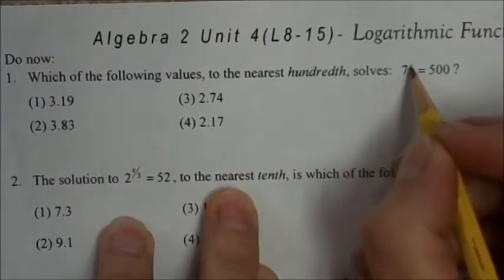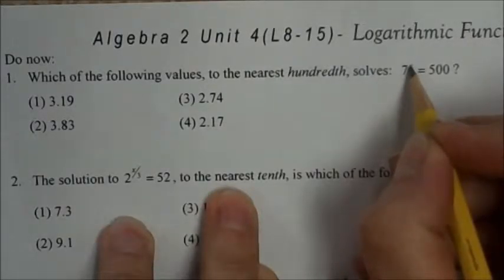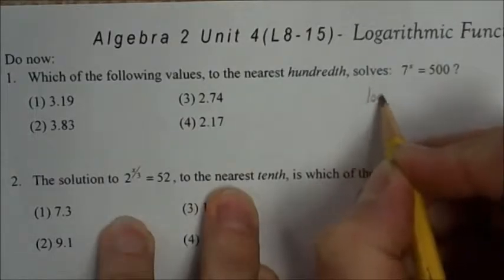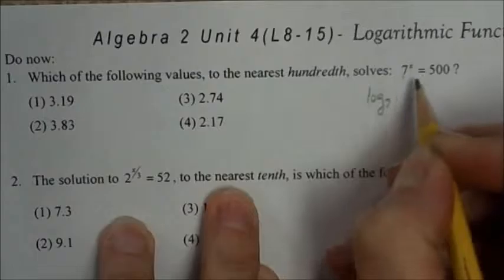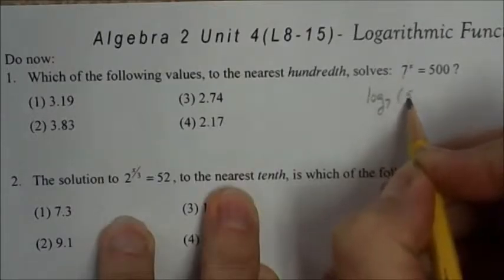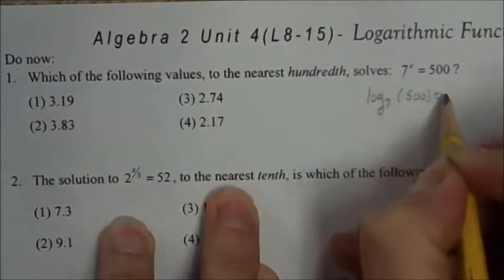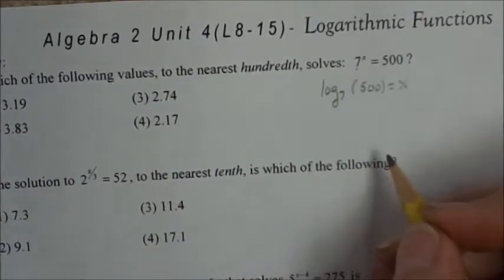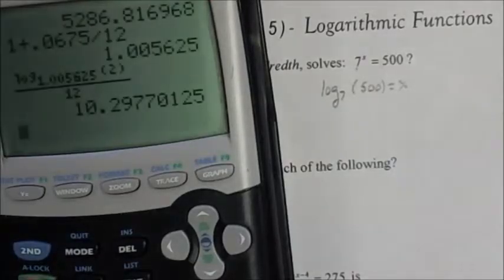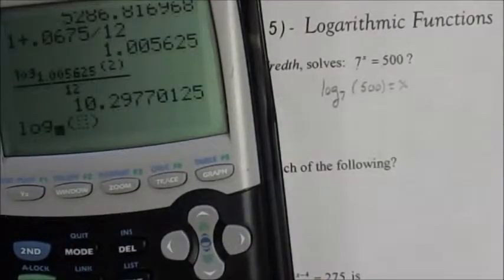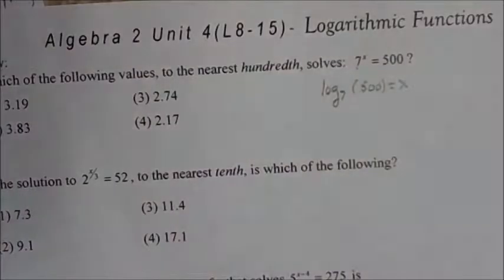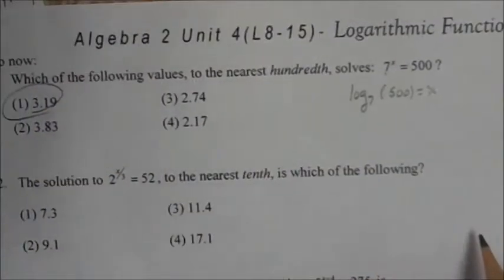The first one, when x is in the exponent, this is going to be a log problem to solve for x. This log has a base of 7, and you're taking the log base 7 of 500, and that is equal to the exponent. So now what you're going to do is just take out your calculator, do log base 7 of 500, and the x value is 3.19, which matches up with option 1.